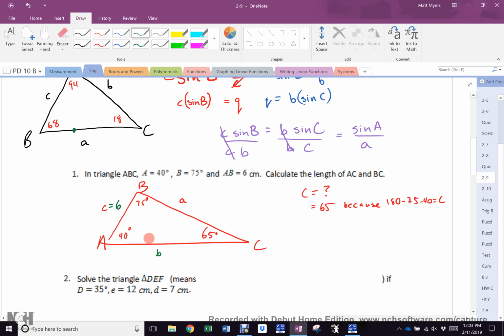But now I know the sine law, don't I? Right? What do I know? I know that a over sine A equals b over sine B equals c over sine C. Can I fill this in now? What is little a? Do I know? So what do I write there? A. Do I know sine of big A? What is it? Sine 40. Agreed? And that equals, do I know B?